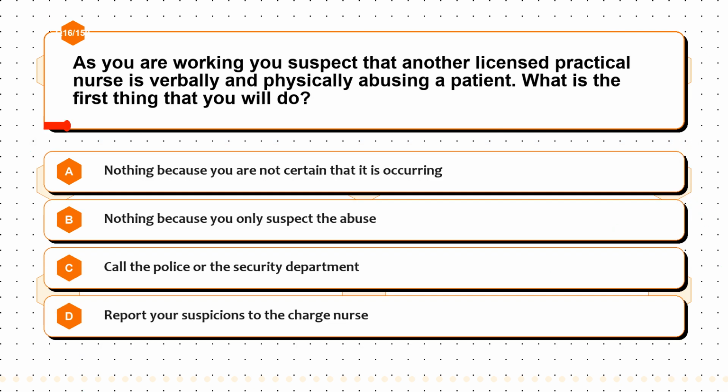Question 16. As you are working, you suspect that another licensed practical nurse is verbally and physically abusing a patient. What is the first thing that you will do? Here are the options. Option A, nothing, because you are not certain that it is occurring. Option B, nothing, because you only suspect the abuse. Option C, call the police or the security department. Option D, report your suspicions to the charge nurse.